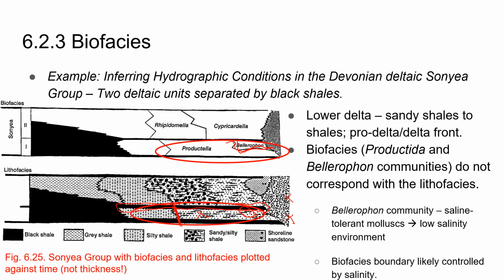The biofacies boundary, in this case, why do we have a difference between where we find Bellerophon and where we find Protectella communities, is probably controlled by salinity. So we're starting to get into slightly less salinity as we go towards the Bellerophon. The Protectella is probably a little bit better at handling those types of conditions.